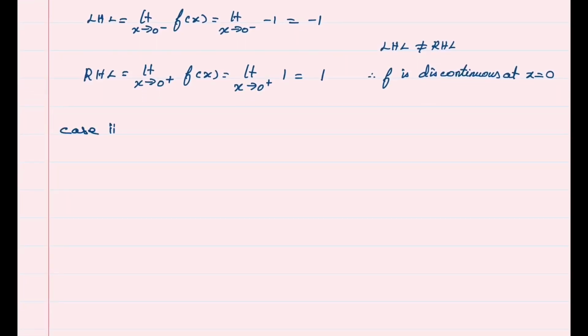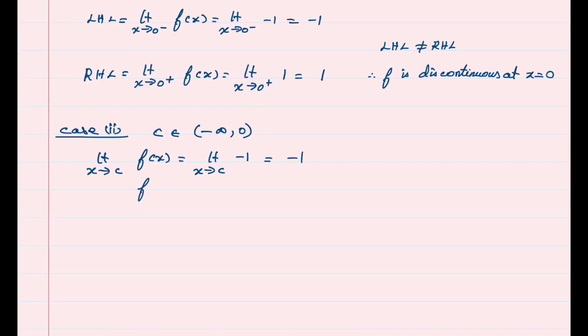Now, case 2, we will check for all negative real numbers. For all negative real values, we have only one definition, which is minus 1. So, we need not do LHL, RHL. We will combine both as limit x tending to c of f of x, and c is negative. For negative values, f of x is minus 1. Therefore, the answer is minus 1. And f of c, c is negative. Therefore, the answer is minus 1. Both are equal. Therefore, f is continuous in the interval minus infinity to 0.